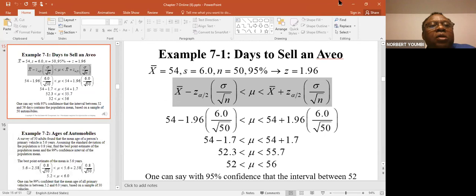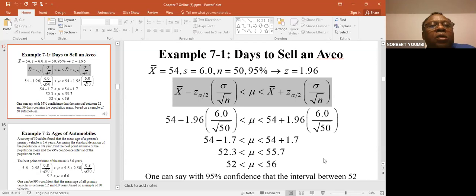And so, as you can see here, you do 54 minus 1.7, 54 plus 1.7, and we get the number of days is approximately between 52 and 56 days for a 95% confidence interval. You could also use your calculator, for those of you with a TI-83 or 84 calculator.